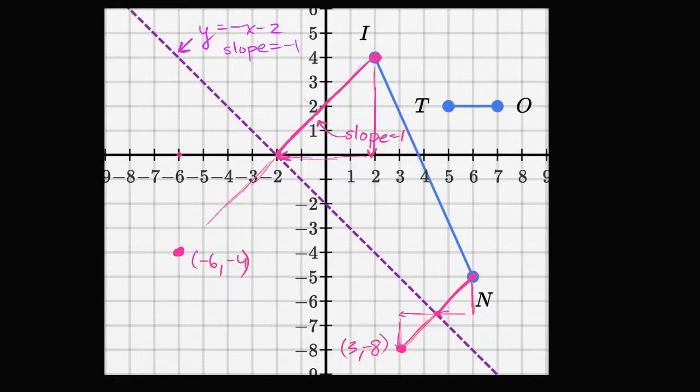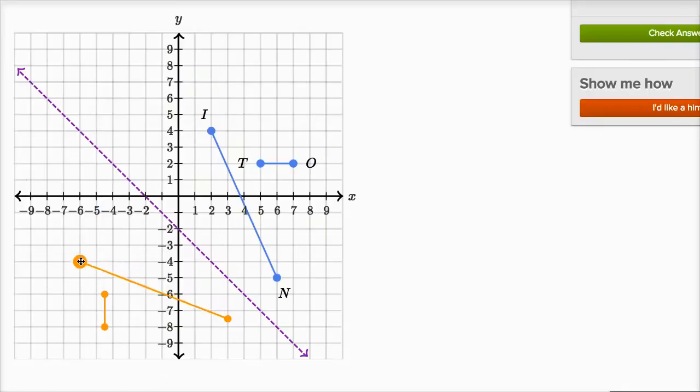So let me draw that. Let me see if I can remember. Negative 6, negative 4, 3, negative 8. I have a bad memory. So negative 6, negative 4, and 3, negative 8. I was close when I estimated, but I wasn't exactly right. So that's looking pretty good.